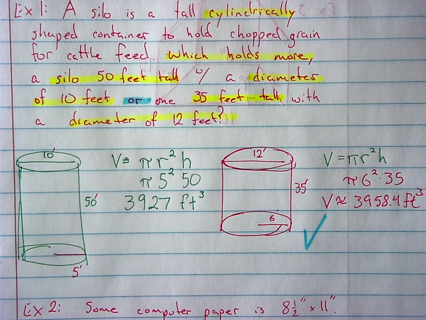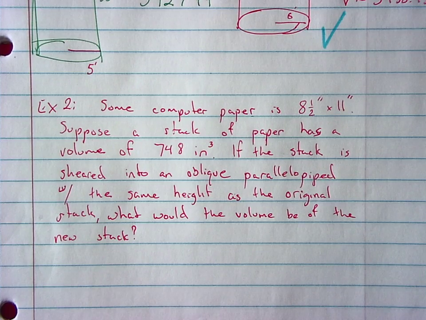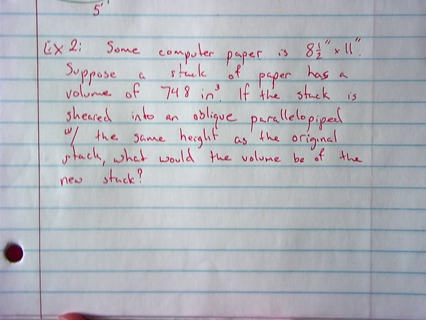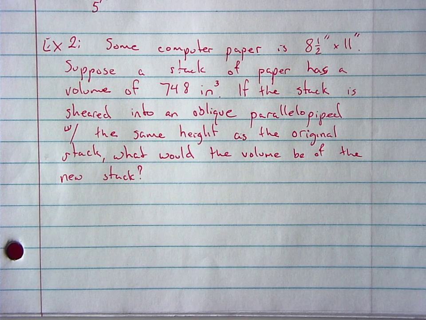Next example. Some computer paper is 8.5 by 11. In the US, most of it's 8.5 by 11. At some point we should talk about paper that they use in the rest of the world because it's cool with the square root of 2 property, and the scaling's really neat. That might come up in Algebra 2. Anyway, suppose a stack of paper has a volume of 748 cubic inches. If the stack is sheared into an oblique parallelepiped, with the same height as the original stack, what would the volume be of the new stack?